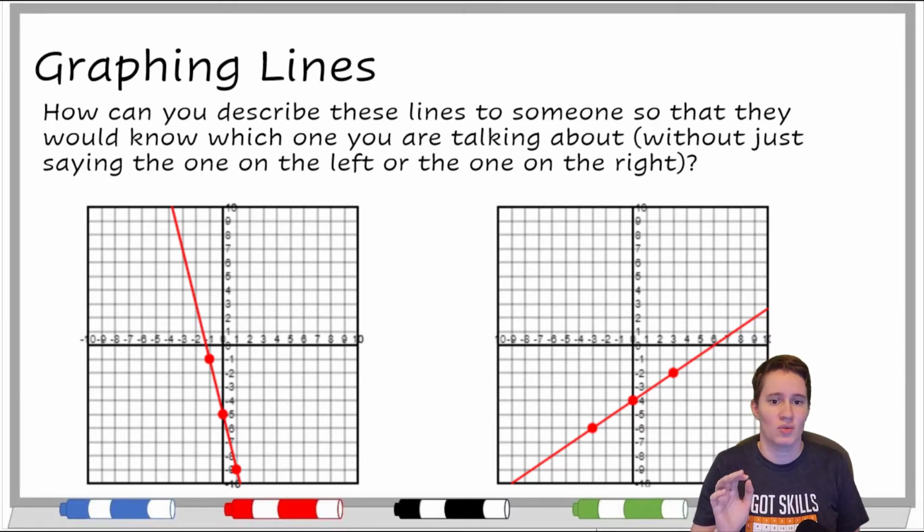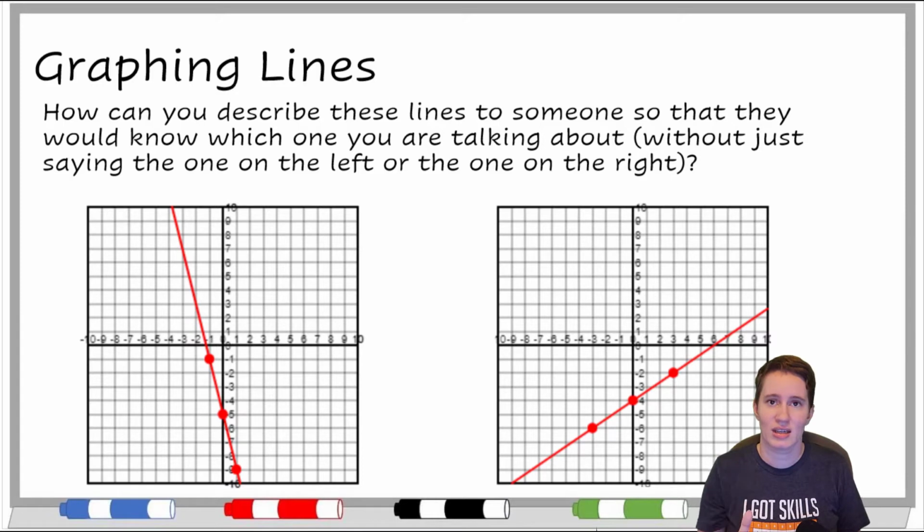Alright, so as we are working on graphing lines, which is kind of where we're headed in this unit, we need to think about what a line even is. Like, what are the things that make a line unique? So one way I thought of to get you thinking about this is to look at two lines and try to describe how they are different to somebody.